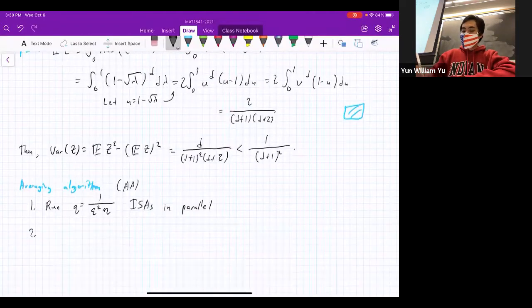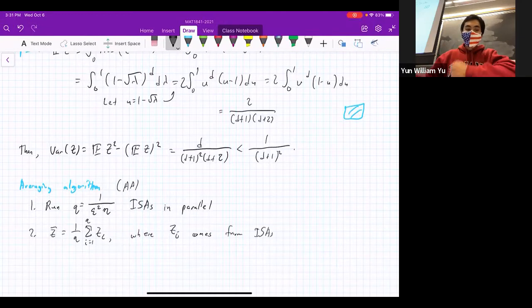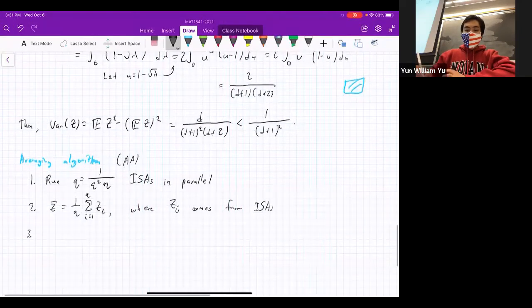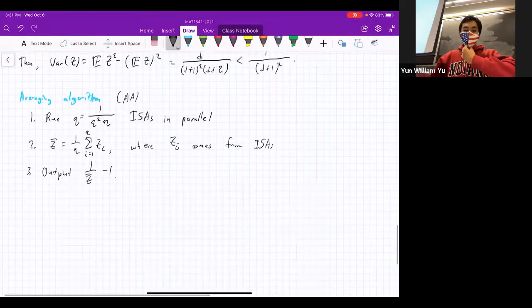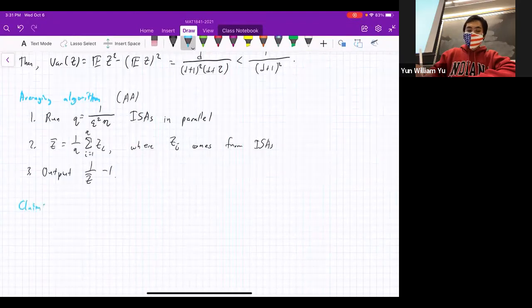And then we're going to let Z bar be equal to 1 over Q times the sum from i equals 1 to Q of Zi, where our Zi comes from the ISAs. And lastly, we're going to output 1 over Z bar minus 1. So we're just taking the average, and this is going to give us some guarantees on how close we are to our answer.